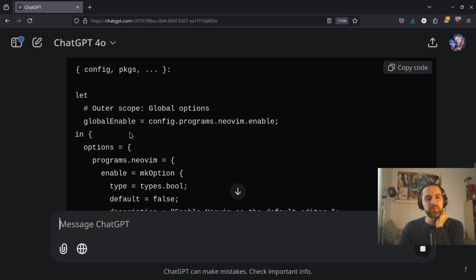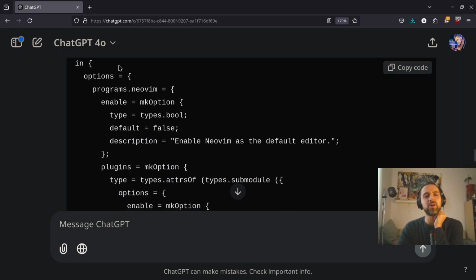Outer scope, global enable config programs neovim enable. Oh, he actually defined it. He put it in a name. I think this would be just like this, right? I've seen this in let. And then in what? Options, programs, neovim, enable, mkOption, right? Types bool, default false, description, enable neovim as the default editor.